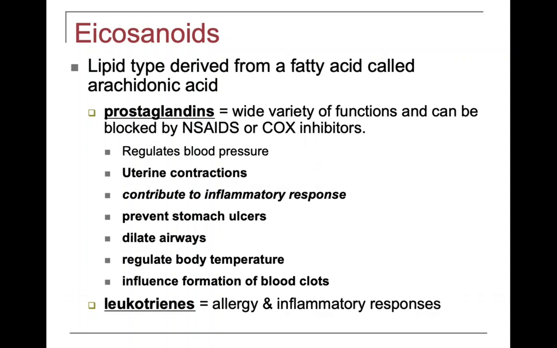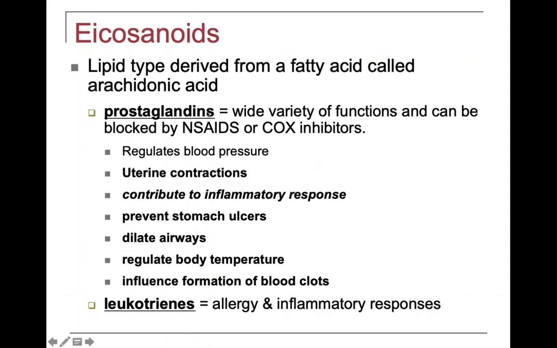You need prostaglandins, which are involved in regulating blood pressure. Prostaglandins help a woman's uterus contract. They're involved with inflammation. Prostaglandins help produce mucus in the stomach, so they're involved in preventing stomach ulcers. They help to dilate the airways, to open them up. They regulate body temperature, and they're involved in blood clot formation.